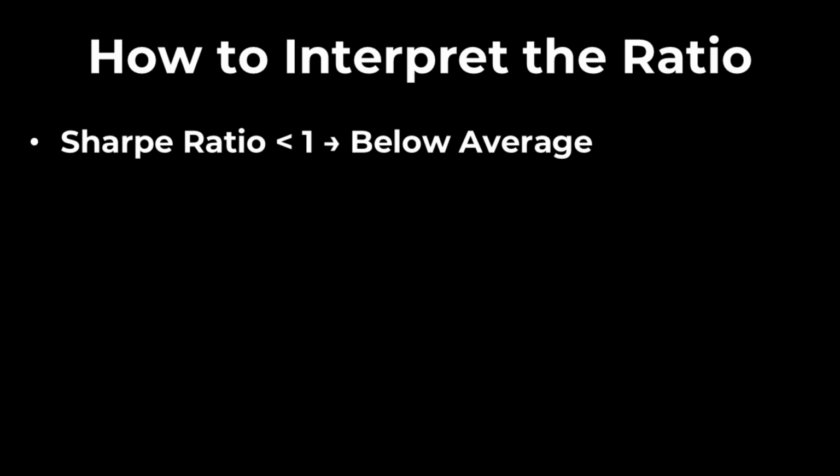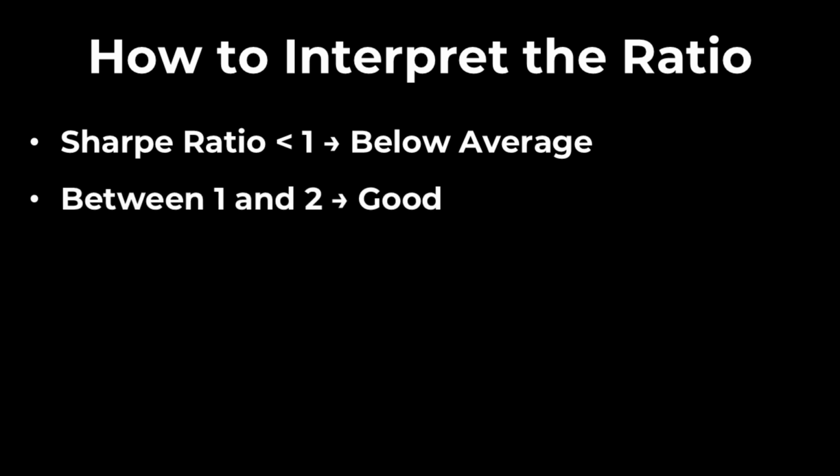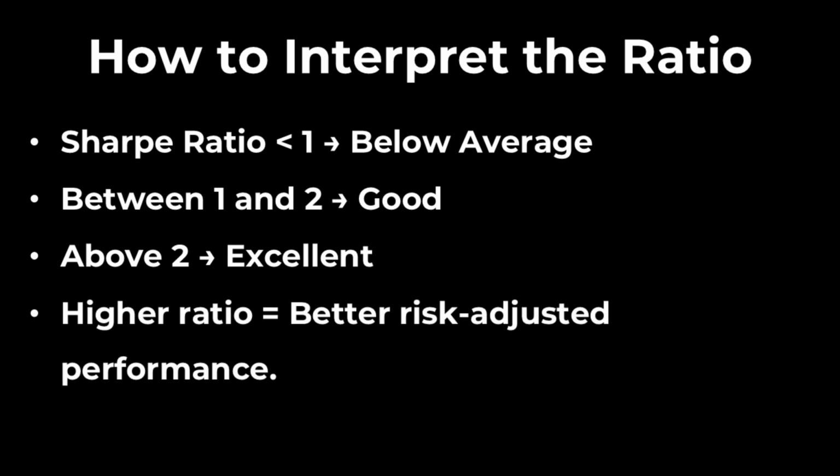Here's how you read it. A Sharpe ratio below 1 is below average. You are taking on too much risk for the reward. Between 1 and 2 is good. Most solid investments fall here. And if it is above 2, that's excellent. It means your portfolio is handling risk beautifully. Remember, the higher the Sharpe ratio, the better the risk-adjusted performance.